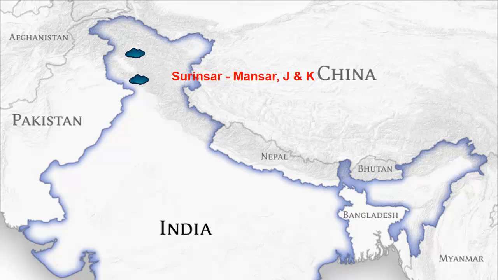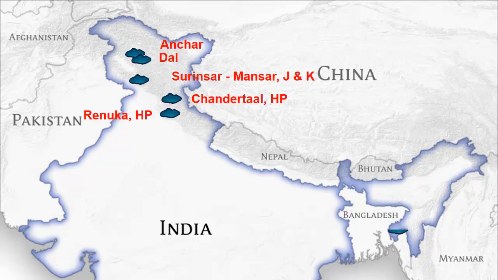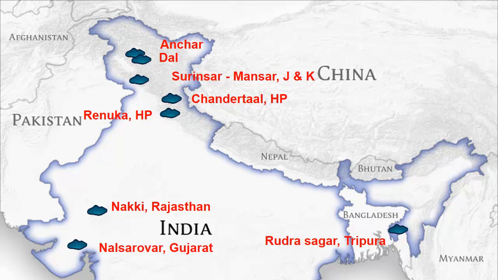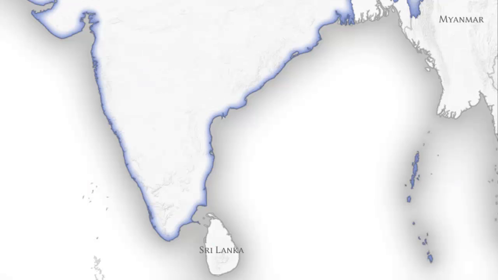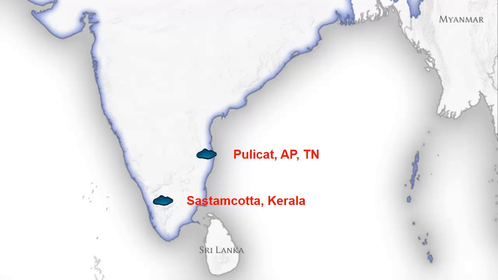Some other less important wetlands: Surinsar, Mansar in Jammu Kashmir, Anchar Lake and Dal Lake in Srinagar in Jammu and Kashmir, and Chandratal in Himachal Pradesh, Renuka wetland in Himachal Pradesh, similarly Rudrasagar in Tripura, and we have Nakki in Rajasthan, we have Nal Sarovar in Gujarat. Similarly, we have Sasthamkotta in Kerala, and we have Pulicat Lake in Andhra Pradesh and Tamil Nadu. Major part in Andhra Pradesh, Sriharikota Island is on Pulicat Lake and Bay of Bengal. It is the second largest saltwater lake.